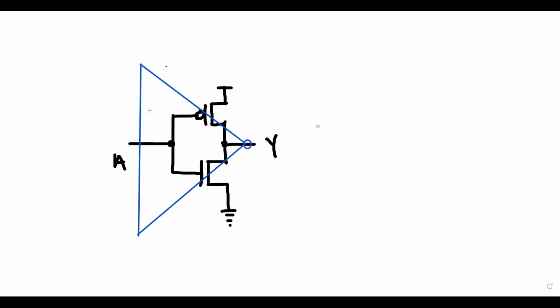Got it? This is your NOT gate. You have one input, but you have one output. Okay. So this is the NOT gate. So let's go and see the other gates.